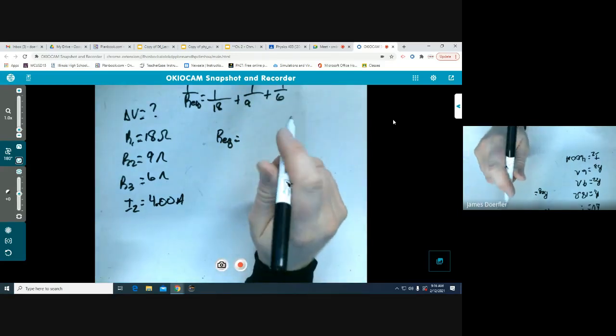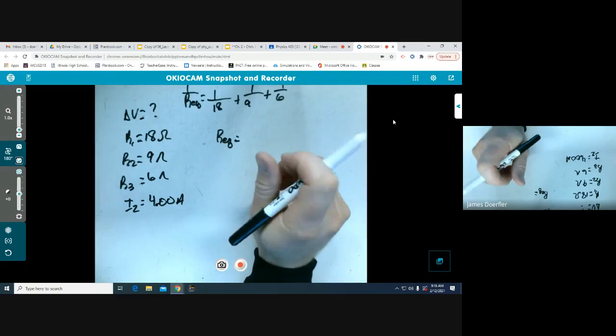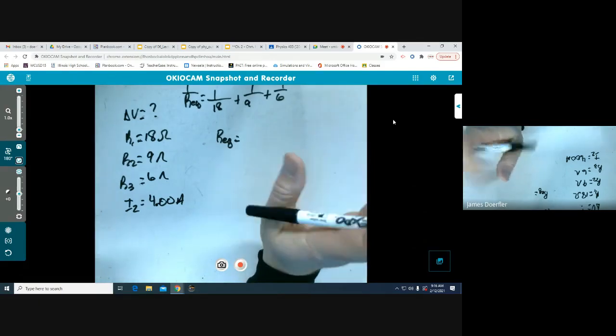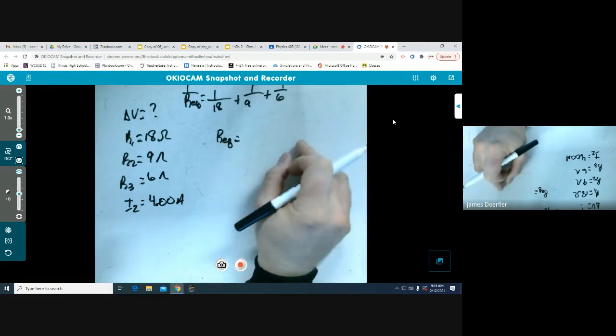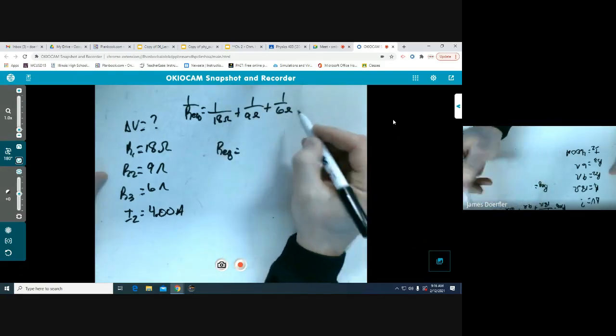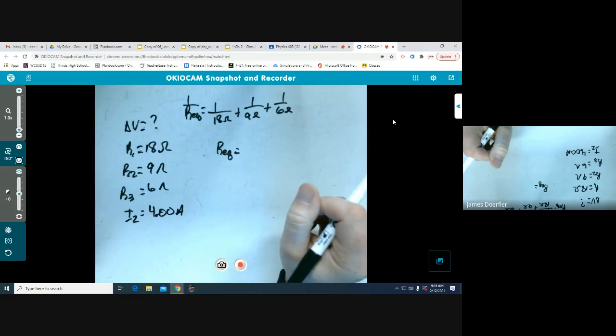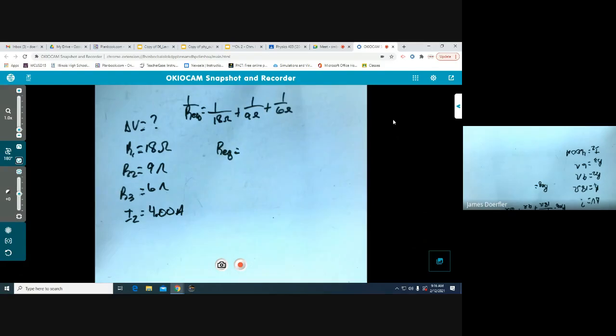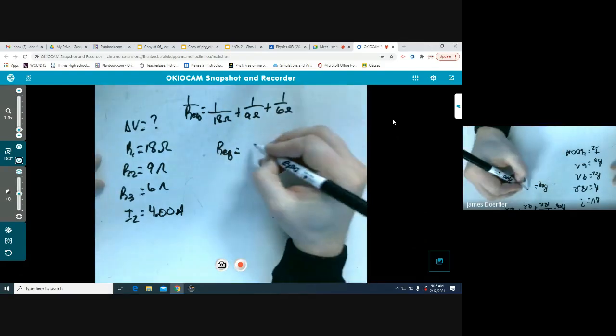What do we get for the equivalent resistance? Do we have that yet? If not, I still see people working, so we're going to hold off for a minute. You in the front corner here. 3 ohm.